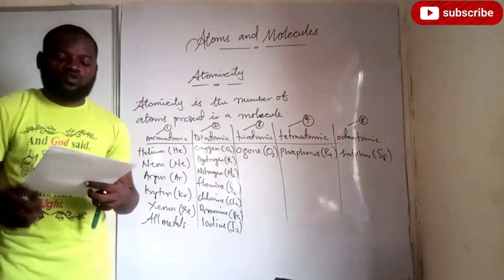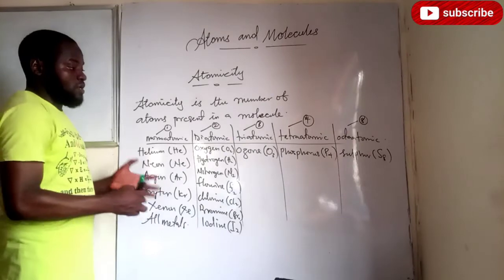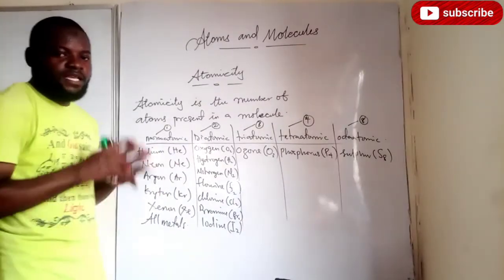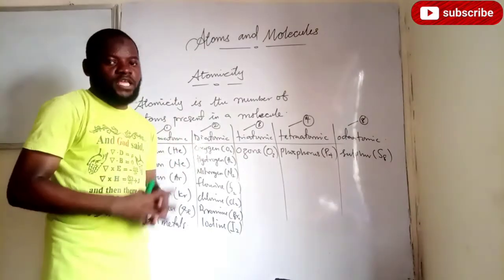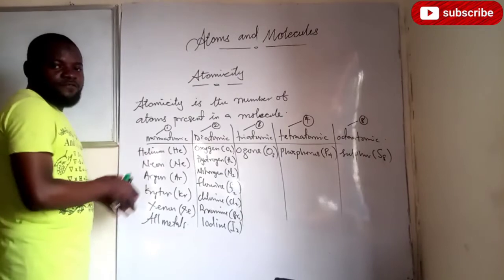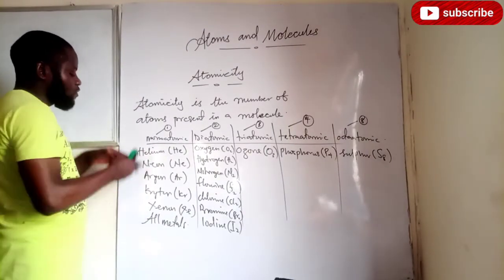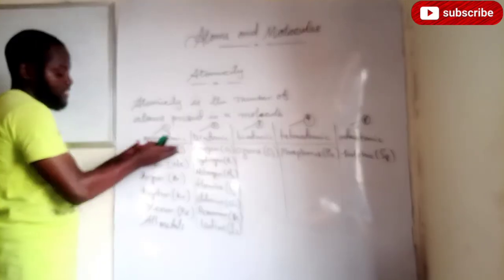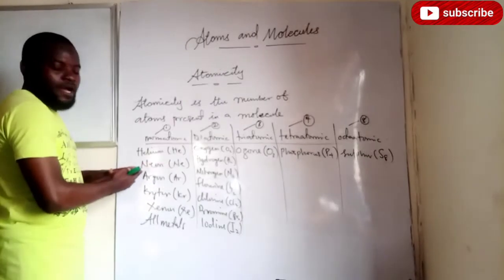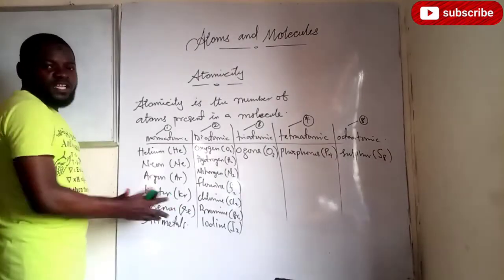So when you talk about the atomicity of an element, we are talking about the number of atoms present in a molecule. So for monoatomic, we have just one atom present in their molecule. So when I ask you what's the molecule of helium, it is He. What's the molecule of neon? Ne. Molecule of argon? Ar. Molecule of krypton? Kr. Are we together now?